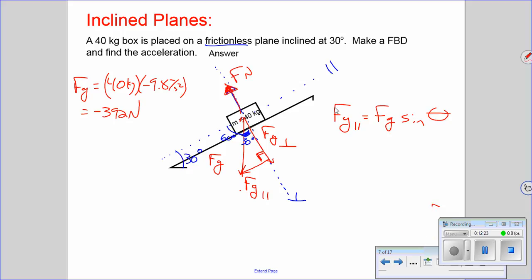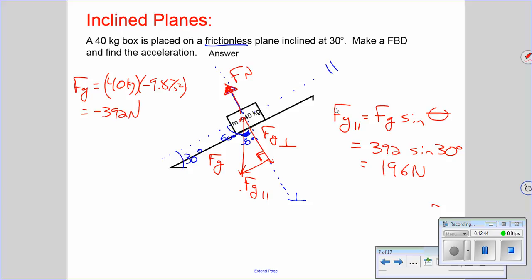All right, so let's find it. So this is just going to be 392 times the sine of 30 degrees. Which gives us a number that I've written down, but let's just figure it out. 392 times the sine of 30. So you get, oh right, 196.